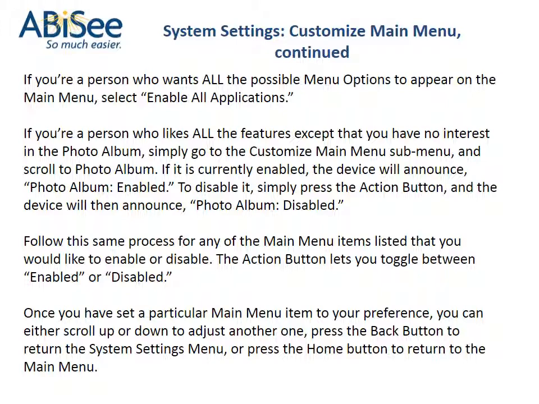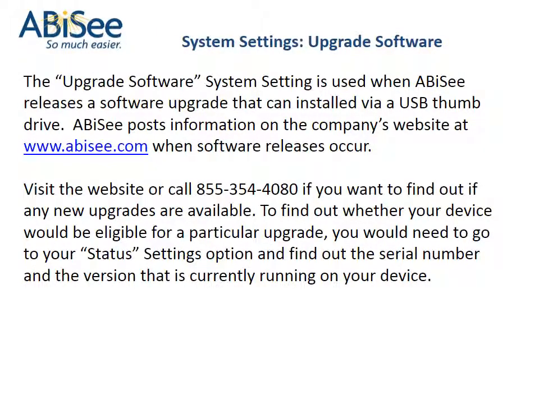Once you have set a particular main menu item to your preference, you can either scroll up or down to adjust another one, press the back button to return to the system settings menu, or press the home button to return to the main menu. System settings, upgrade software.